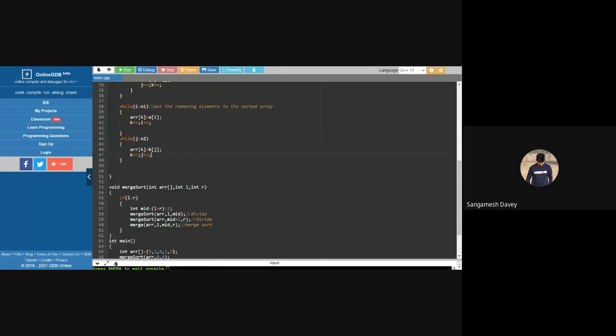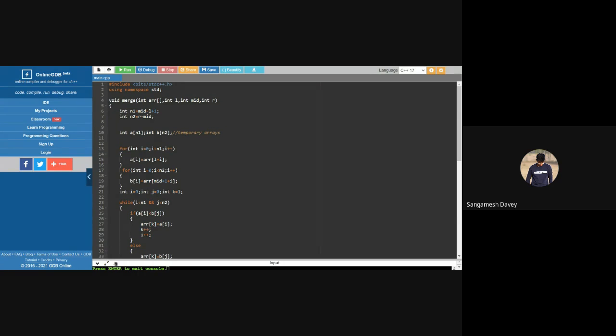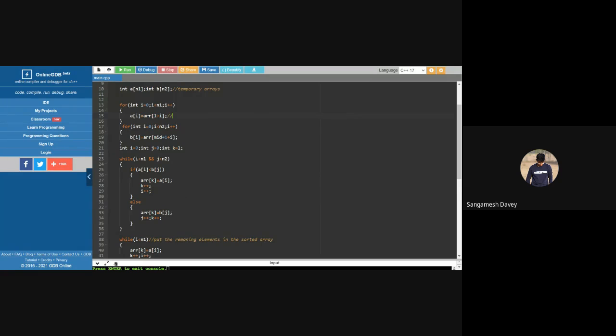Now, this merge function is the main function. What I'm first doing is finding out the size of the left array. I'm passing the left index, the middle index, and the right index. I'm finding out the size of the left array. Similarly, this is the size of the right array. Then I'm creating two temporary arrays, and copying the left array and the right array. I assume until this is crystal clear.